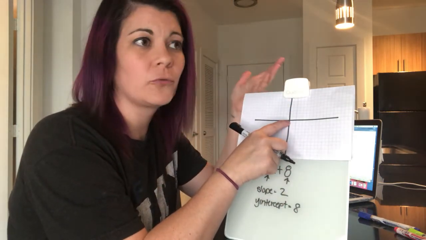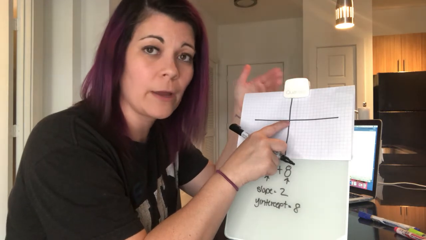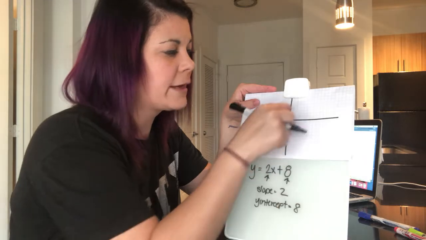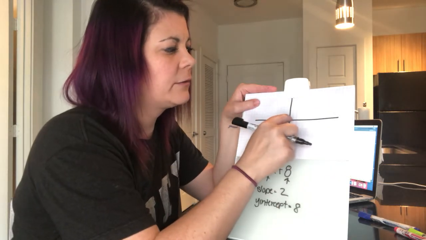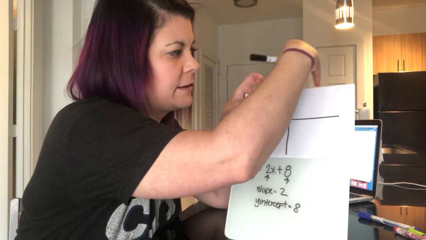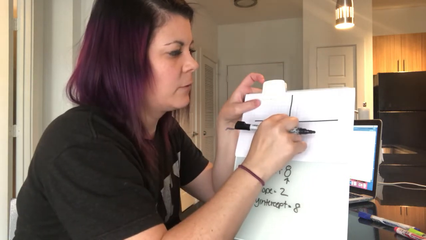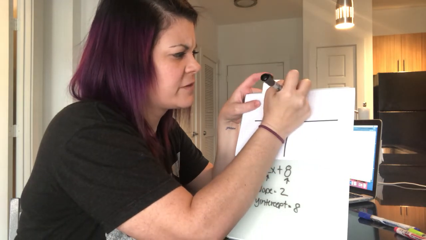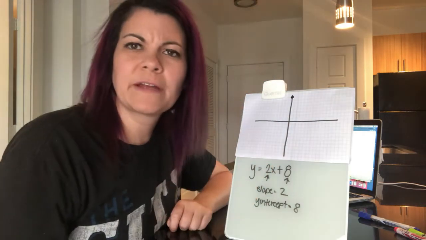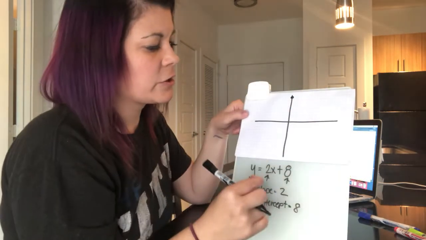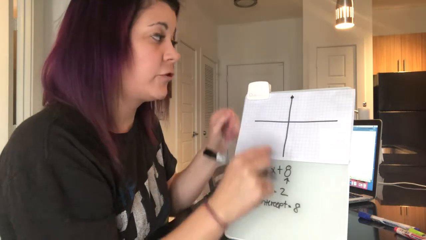Again, if you don't know how to graph points, go and watch the video on graphing coordinate points. But 0, 0, and the y-intercept, this is the y-axis, it will go up to 8. 1, 2, 3, 4, 5, 6, 7. Let me do that again. 1, 2, 3, 4, 5, 6, 7, 8. Probably should have picked a lower number there.